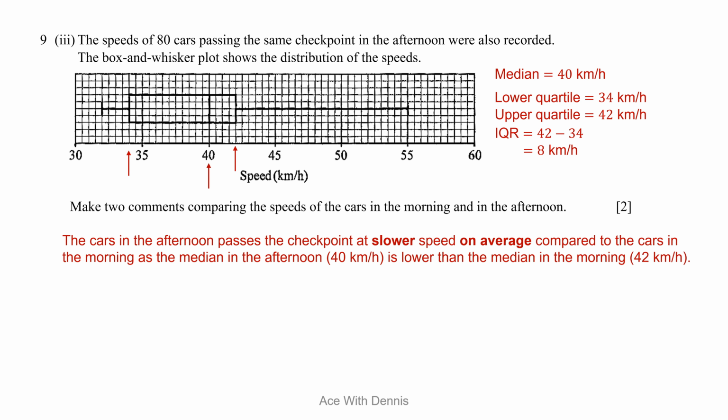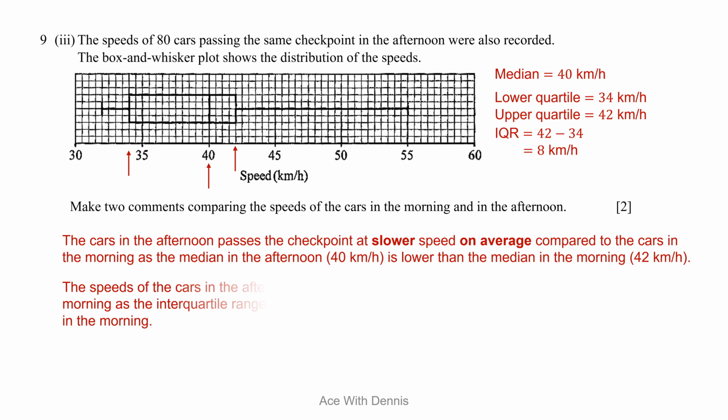So now the first comment we can say is that the cars in the afternoon pass the checkpoint at slower speed on average compared to the cars in the morning, as the median in the afternoon, which is 40 kilometers per hour, is lower than the median in the morning, which is 42 kilometers per hour.